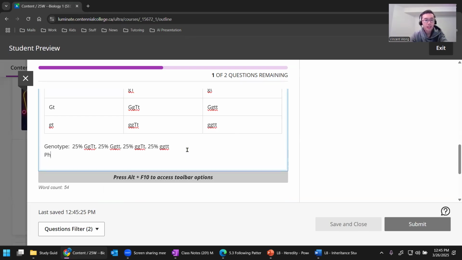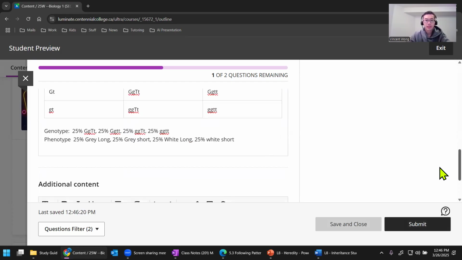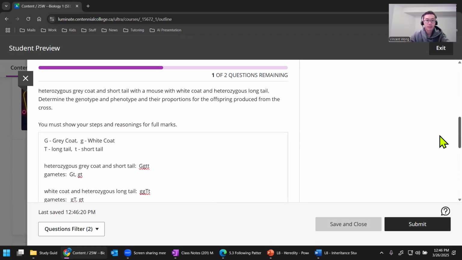And then for the phenotype, 25%. For the first one here it's big G, so it's gray, gray and long. Second one, 25% gray, short. Next one, 25% white, long. And the next one, 25% white, short. And that's it. That's all you have to do for 5 marks.